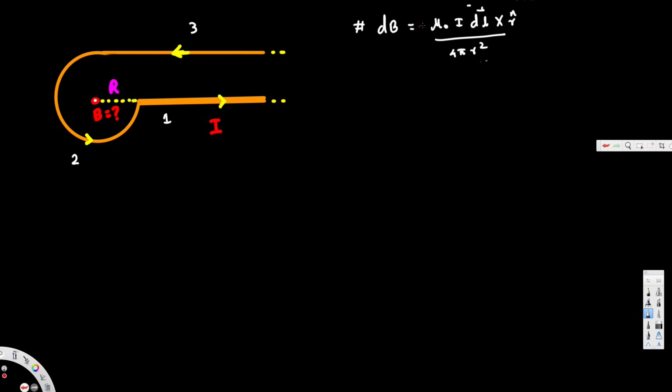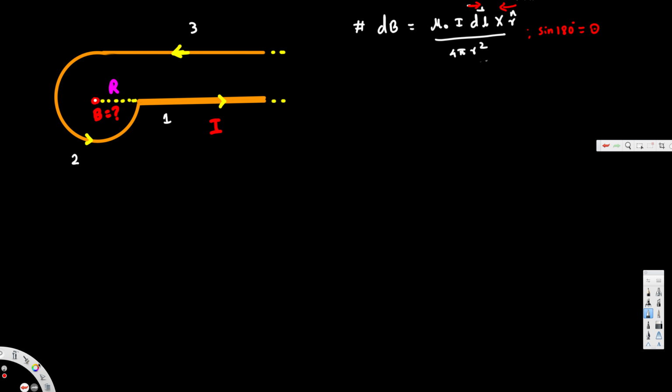Let's use a different color. This dl is going in this direction, and this r vector is in the opposite direction toward the center of this 3/4 of the circle. So this is in the opposite direction, and this is exactly along the path. If you look at this one, this is 180 degrees, right? So instead of dl cross r, we can write the magnitude of dl sine theta. Both of them are the same thing. If we put theta here, we are going to have sine 180 degrees, and we know that sine 180 is equal to 0. Therefore, the whole thing is going to be 0 because we are going to multiply everything by 0.